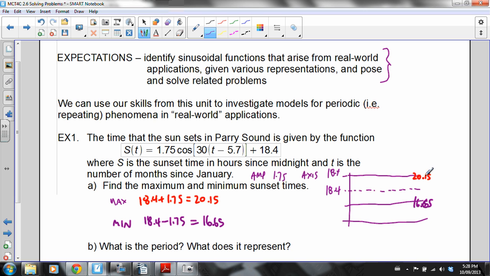These are the number of hours from midnight. So if it's 20 hours, well, what time is that? That's kind of like the military clock. That's 8 p.m., isn't it?